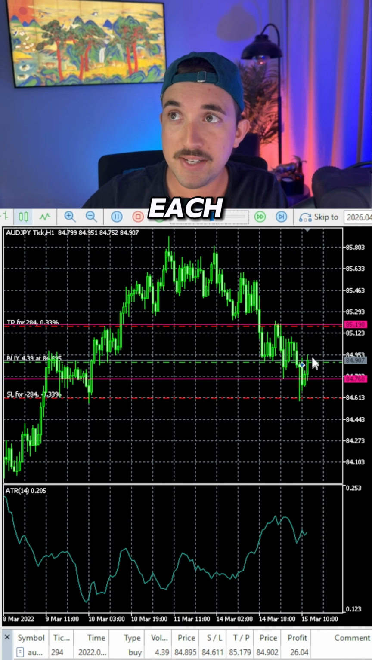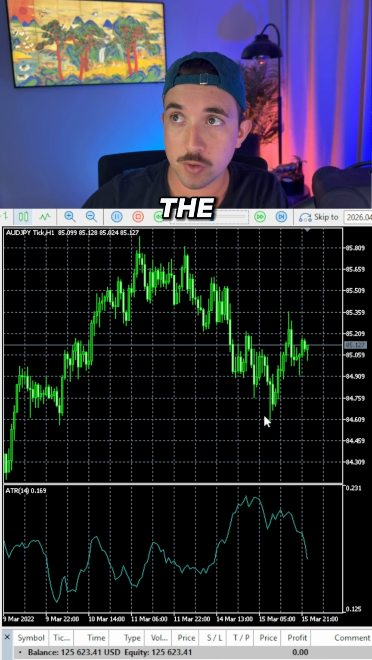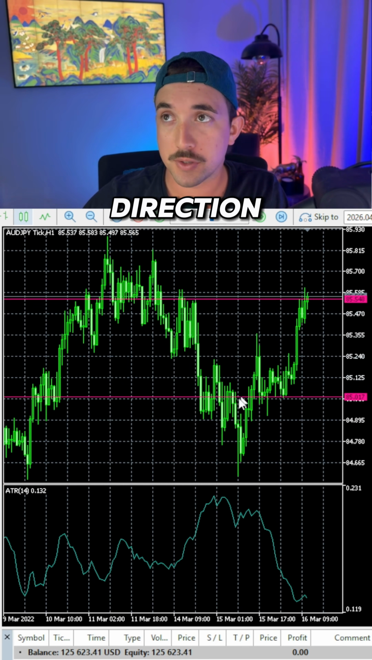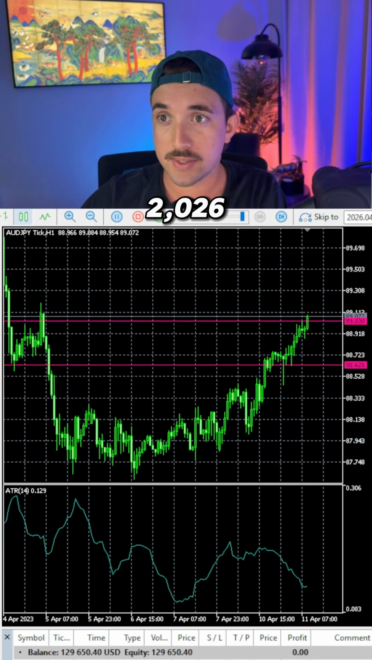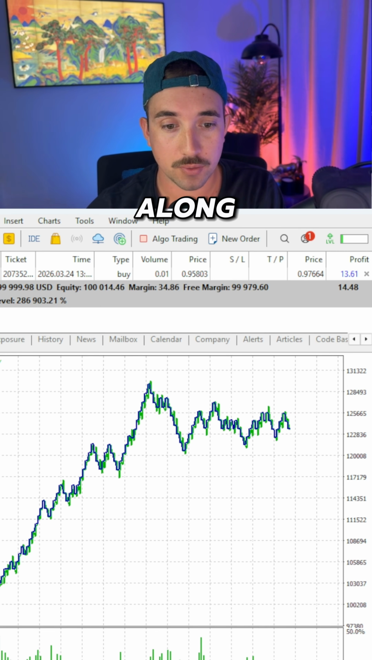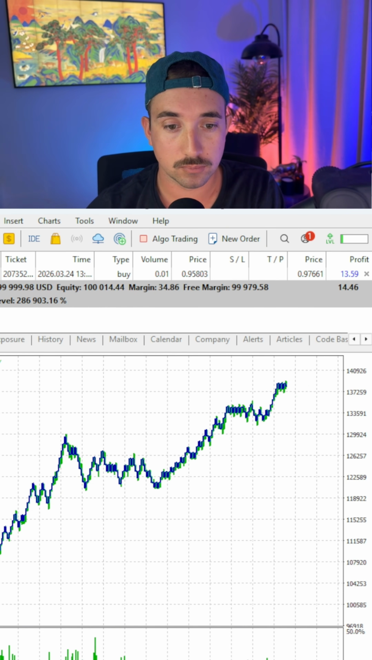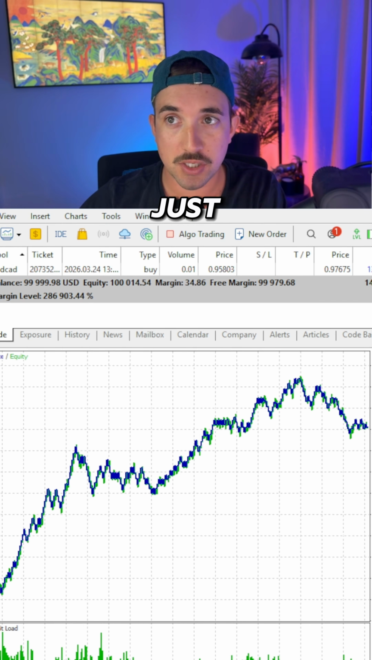But is it profitable? Each day we can see the range being calculated, the sweep, and then the reversal in the opposite direction. When we test this from 2019 all the way to 2026, we get an equity chart that looks something along the lines of this. This is the strategy just on its basic settings.